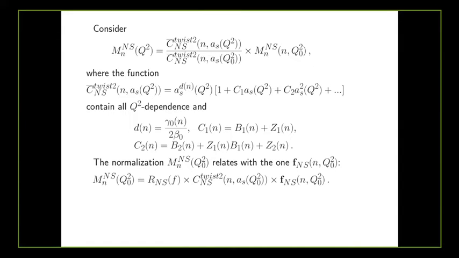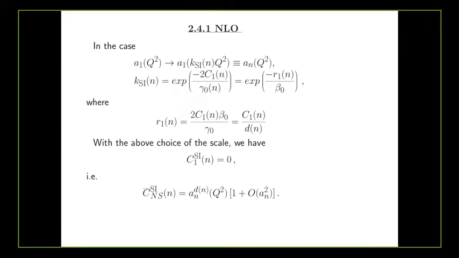So in principle, for this scheme-invariant analysis, it is better to do normalizations for the structure function Mellin moments. The new coefficient function will take all the Q squared dependence. The normalizations, both through the structure function and through the parton distribution functions, are related in a very simple form. Next slide.